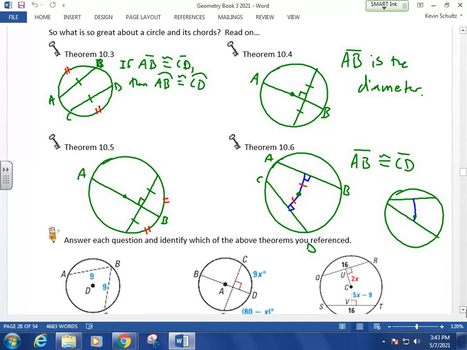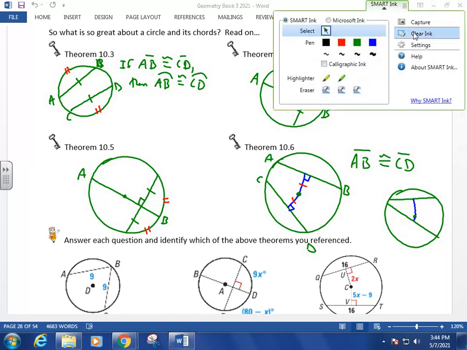Okay. All right, so 10.3 has to do with congruent chords mean congruent arcs. 10.4 and 10.5 relate the diameter and another chord in a circle. 10.4, if you know you've got the perpendicular bisection of a second chord, then that first chord, that longer chord, is the diameter. 10.5, if you know you've got the diameter and you've got those congruent parts of that shorter chord, then you can conclude the right angle and the arcs are congruent. And 10.6, two chords within a circle are congruent if they are equidistant from the center of the circle.